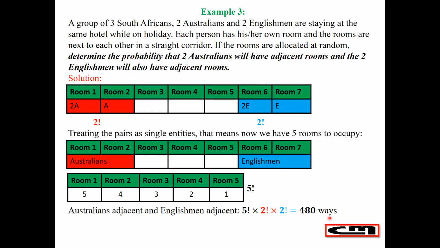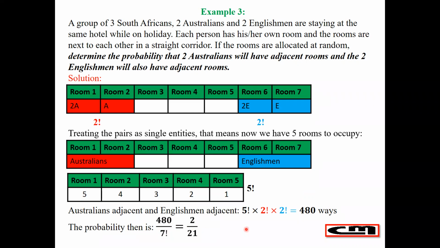We now want to go on to analyze the possible outcomes. How can the 7 people be placed or be seated in their rooms, right? So it simply means 7 factorial. So as such, the probability then is 480 over 7 factorial, which is equal to 2 over 21.